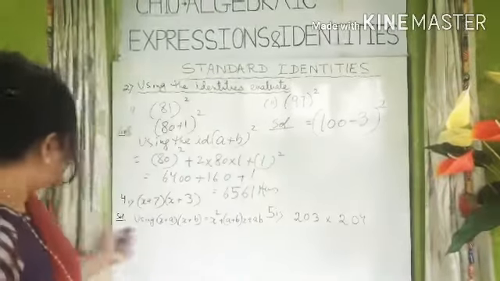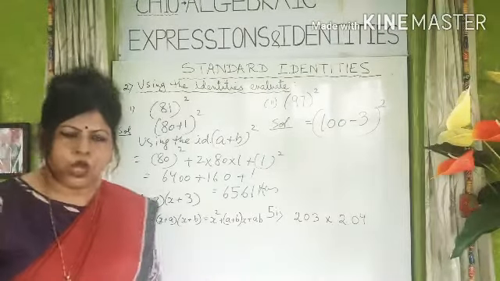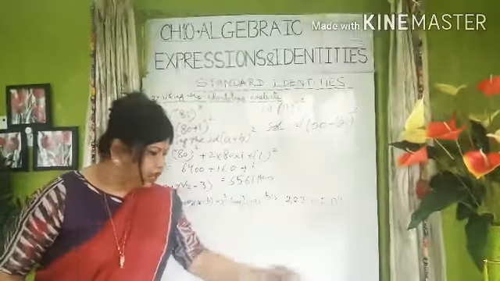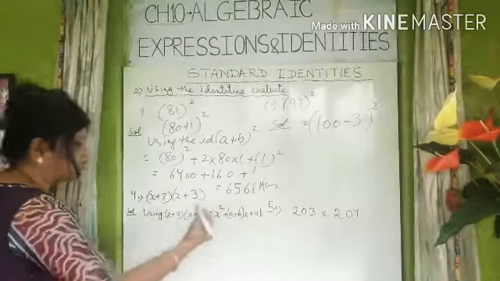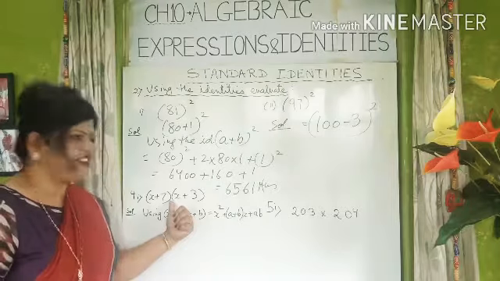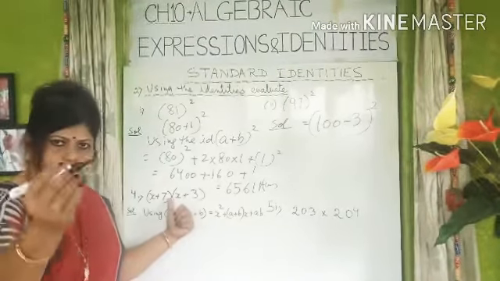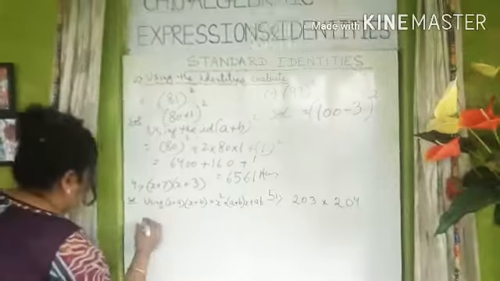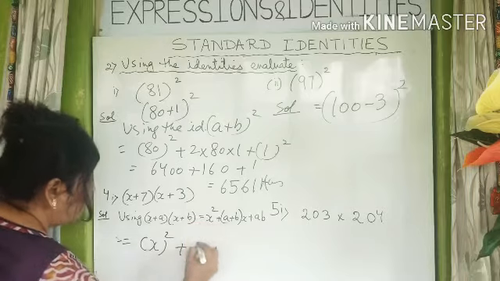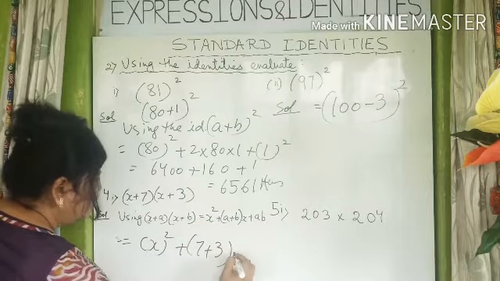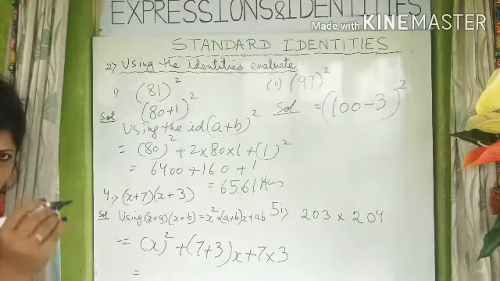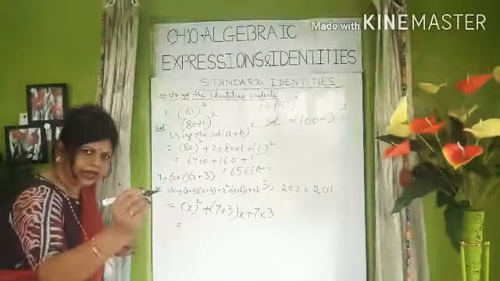Now you come to the next question, that is question number 4. They have given you the identity that you have to apply: (x + a)(x + b). And what is your question? (x + 7)(x + 3). Using the identity, let us solve. So that is equal to x² + (a + b)x + ab. So (7 + 3)x + 7 into 3.